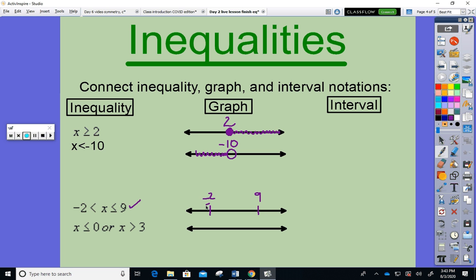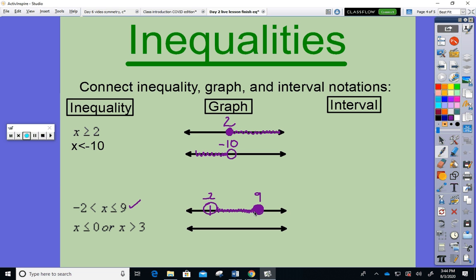Negative 2 is not considered a solution, but 9 is considered a solution. So that's the significance of opening one and closing the other. And then if X is between them, I'm looking at any number that falls in the number line between. So I sandwich or bookend my solution set.